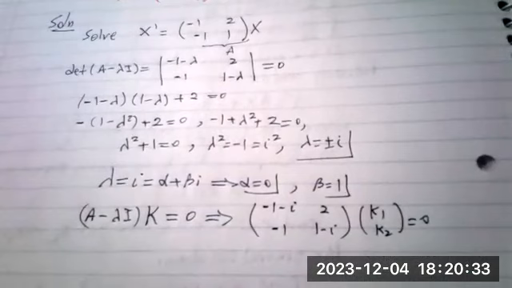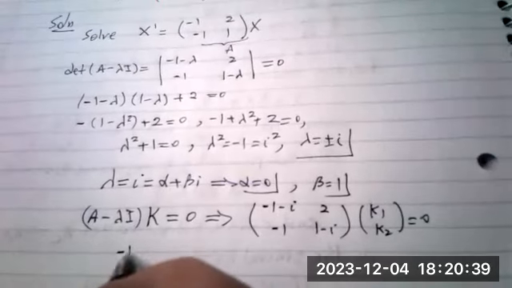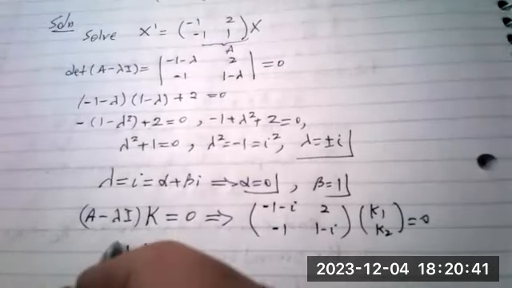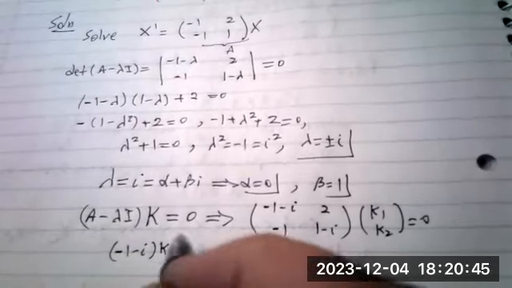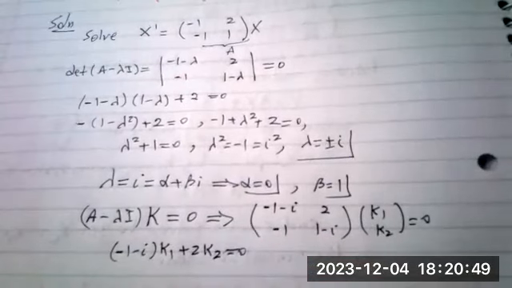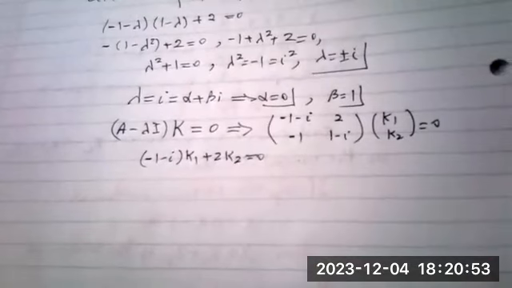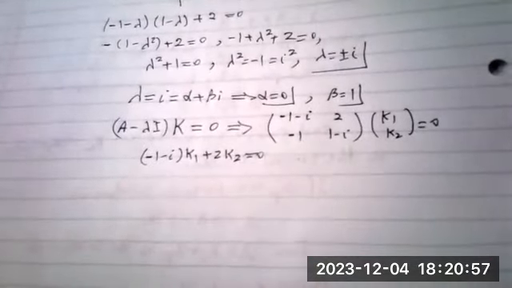Okay, and you know that you need only the first row. If you multiply them together, that gives you -1 minus i times K1 plus 2K2 equal to 0. You don't need the second part because it's a dependent system with infinitely many solutions. So we stay with this one.